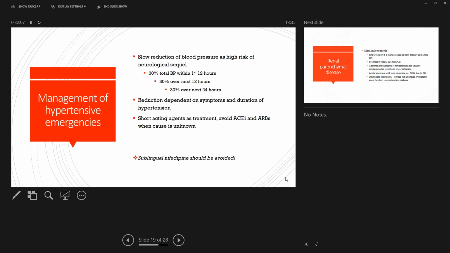You should definitely avoid using angiotensin converting enzyme inhibitors and ARBs when the cause is unknown. A lot of the time when patients present with these hypertensive emergencies, the cause is unknown. Sublingual nifedipine should be avoided. I have seen some cases where this has been used and a quite significant drop of blood pressure from using this medication has resulted in a quite significant neurological state of the child.